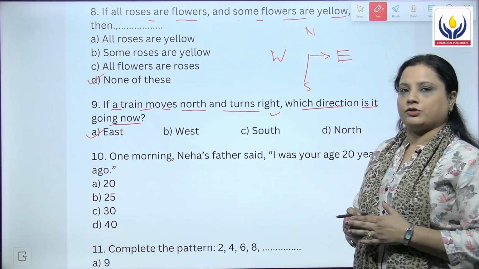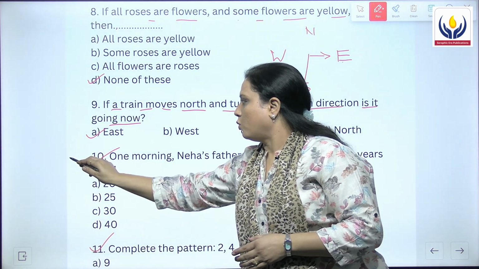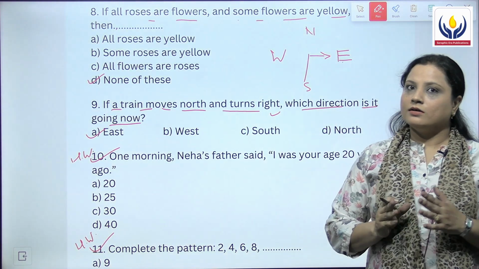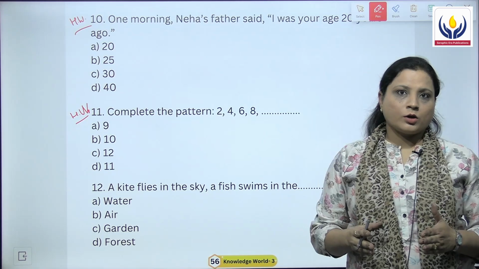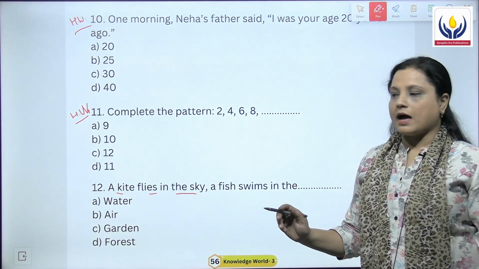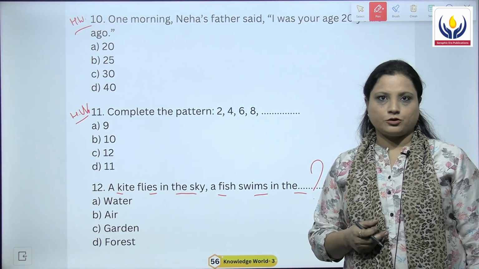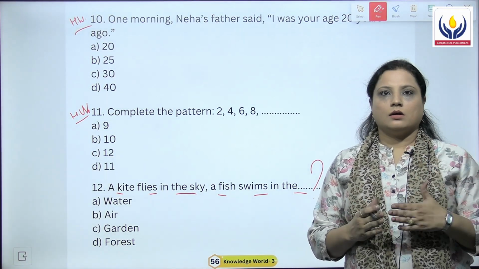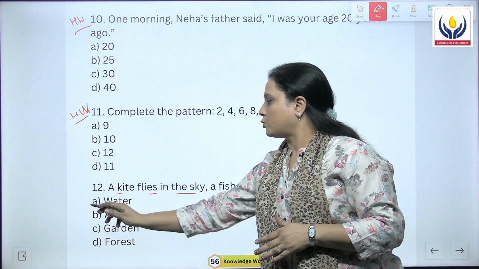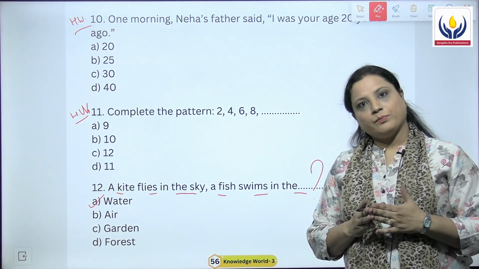Then 10th question, 11th question you will be doing on your own. This is your homework. Now let's move to the next question. The 12th question says that a kite flies in the sky, a fish swims in the dash. Now what will be the answer for this? A kite flies in the sky, and where do fish swim? They swim in water. So the answer for your 12th question is water.